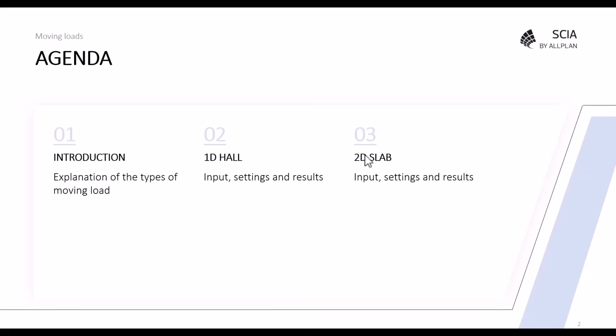So what we'll be looking at today, in the beginning, a small introduction. I will explain the types of moving load that you can use, and then we will look at some examples. The first one will be a 1D hall and the second a 2D slab, and it will be directly in SCIA Engineer.